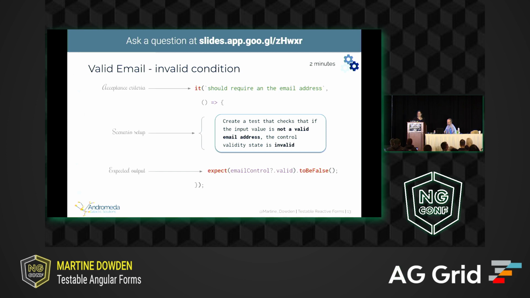So in this case, since we're looking at an invalid, we want some kind of a value that we would expect to be invalid, right? So we're checking that valid is false. So go ahead and give that a try.